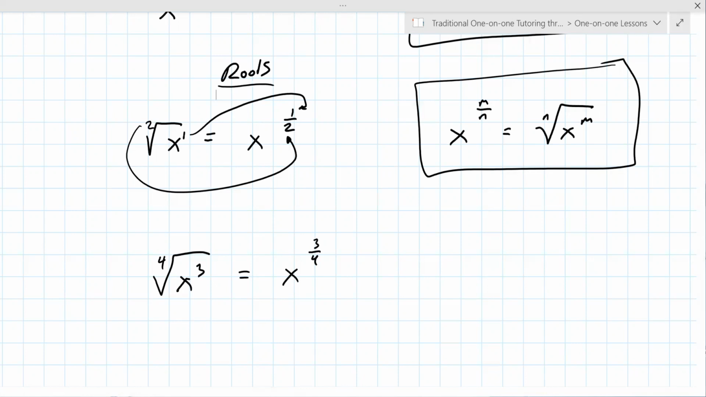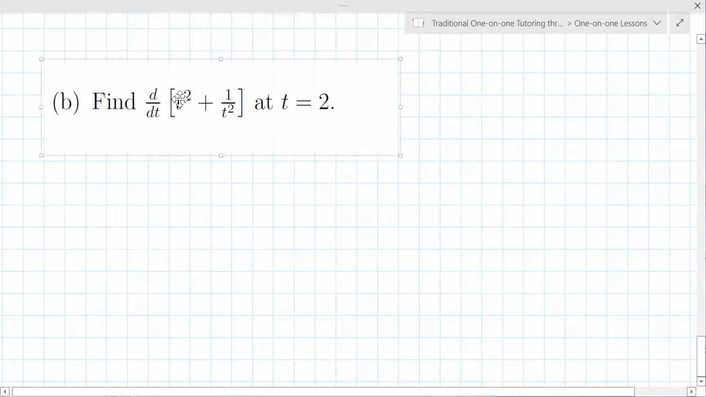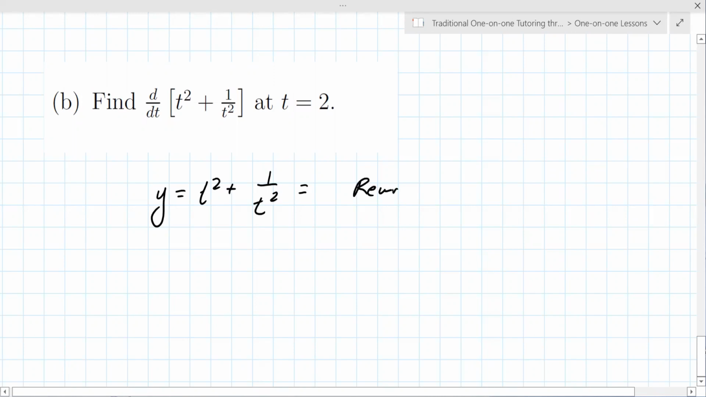Okay, let's look at 7b now. You have enough information to do a problem like 7b. The notation here is correct. It's actually good notation to do it this way, but if you want to think of your original function, you're like y. Your y is t squared plus 1 over t squared, and this is what you might want to rewrite using those exponent rules.